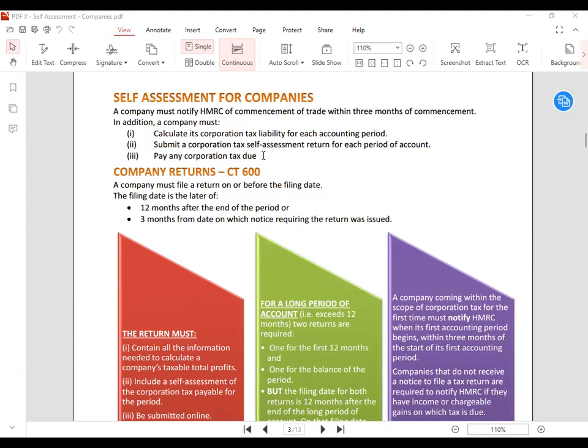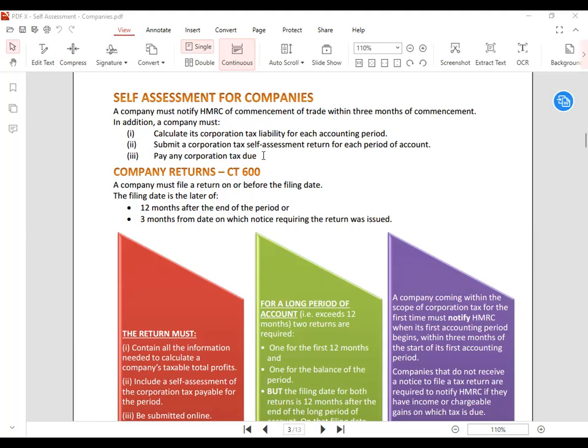For companies, the return is called CT600. CT600 is a return in which companies file their TTP. That means all the workings of TTP, the computation of income for companies and the 19% corporation tax liability are done in a format known as CT600. Got my point?